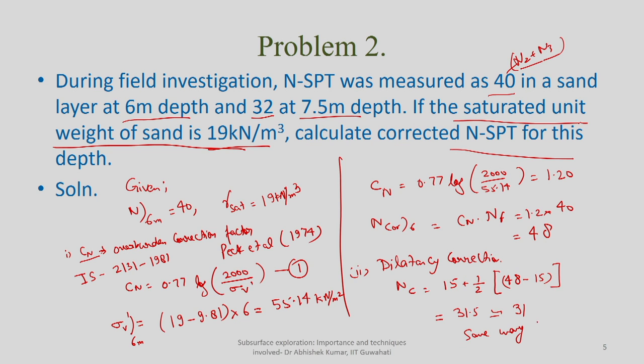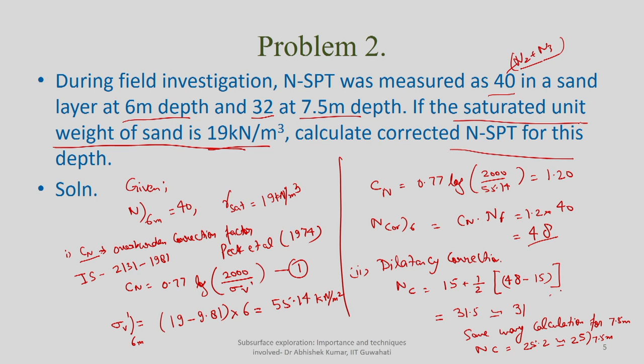And the same way, calculation can be done for 7.5 meter depth also. You can do it. So, here you will get N, NC. Those who are interested can actually calculate the value of N corrected here, that will come around 25.2. So, if you round it off, it will come like 25 at 7.5 meter depth. So, though you have measured the value of NSPT as 40 at 6 meter depth, after overburden correction you found the value as 48, that is, it is actually somewhat more.